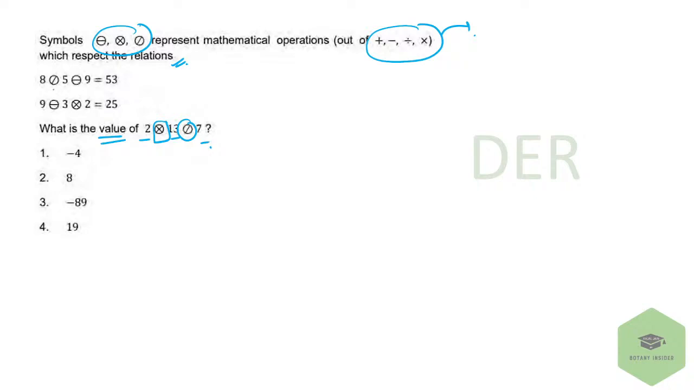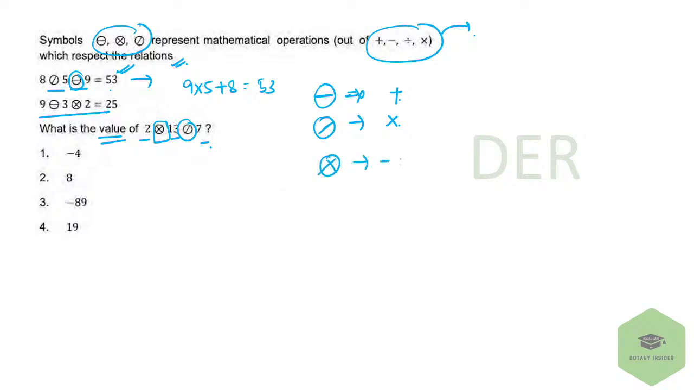8, then a symbol, then 5, a symbol and then 9. If you observe, you can check that 9 into 5 plus 8 gives you 53, so it is satisfying this particular equation. So I can say that this particular symbol is representing plus and this symbol is representing multiply. Now over here 9 into 3 minus 2. So this particular symbol is representing subtraction.